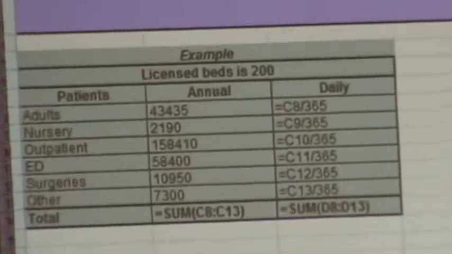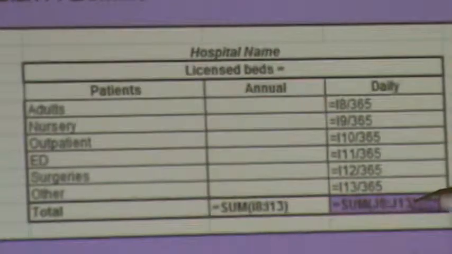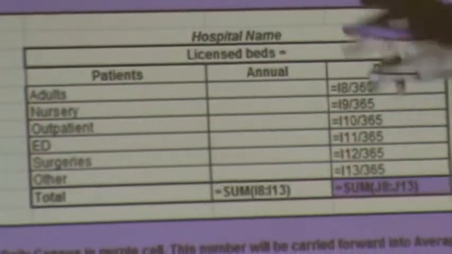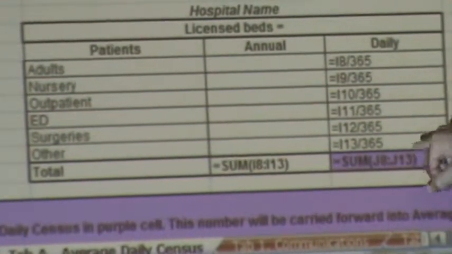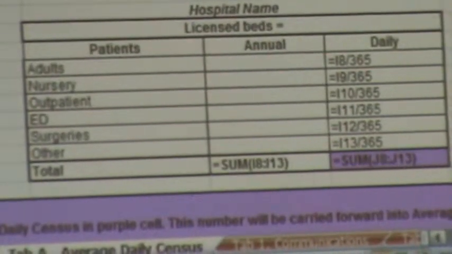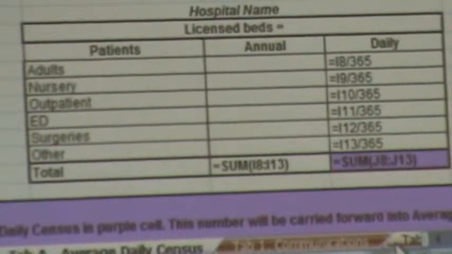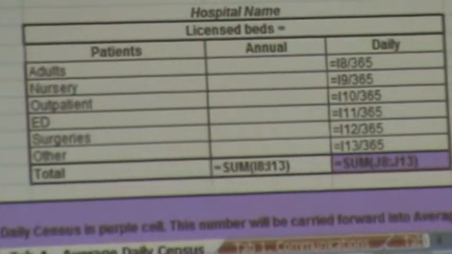But the only item that really matters is your average daily census, which in the instructions, we tell you to populate in this purple cell. And once you populate that, it will carry that average daily census information forward into everything else that you do.